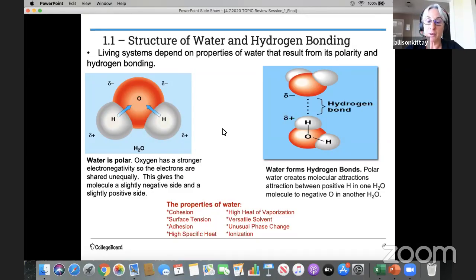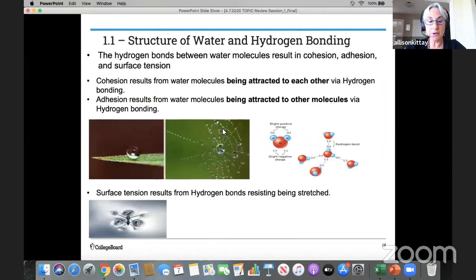And most of the chemical reactions in living things do occur at a neutral pH. There are some exceptions, and I believe when you get into talking about enzymes, pH will be talked about in more detail. So let's talk about those three properties that result from hydrogen bonds in a little bit more detail: cohesion, adhesion, and surface tension.